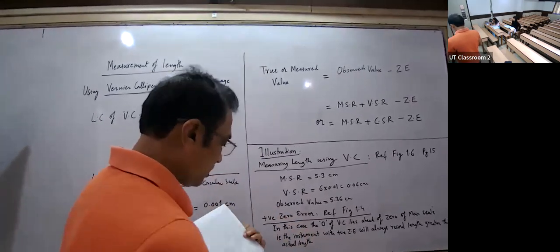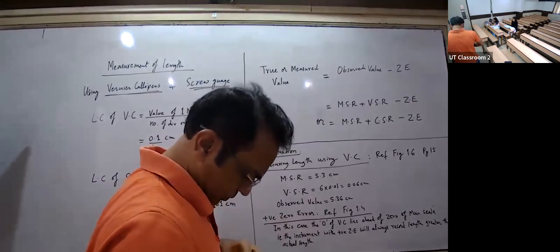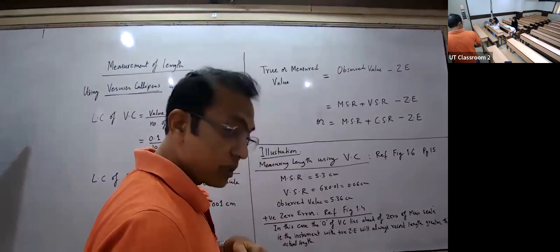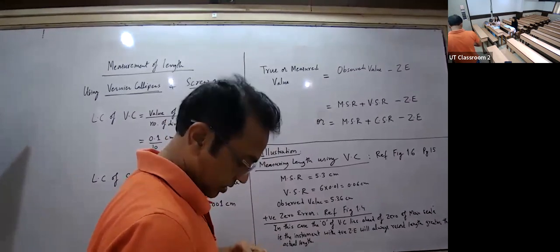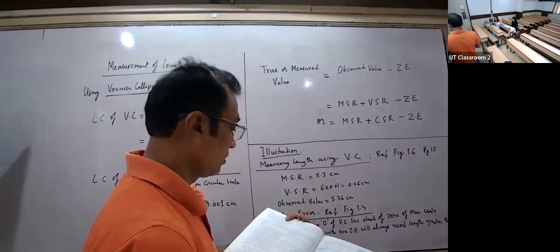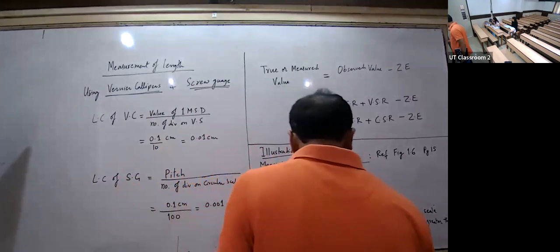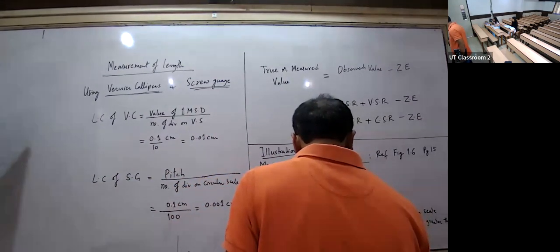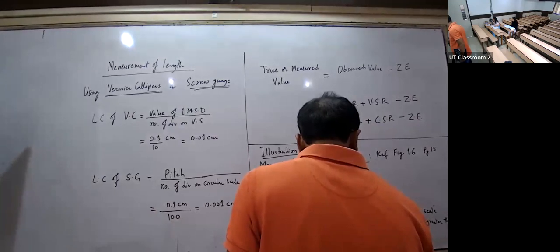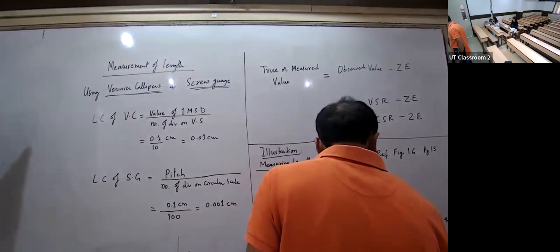So how to find out? Same method, because see which reading on the vernier scale is matching, right? So the coinciding division is the 6th. So that is multiplied by the least count with a plus sign, right? So zero error is equal to 6 into 0.01, which is 0.06.